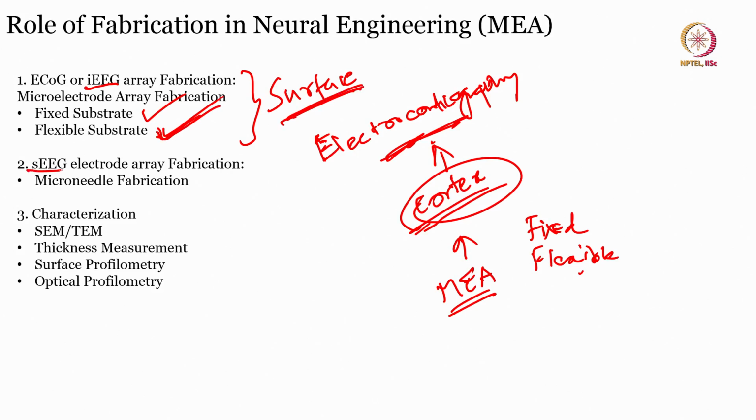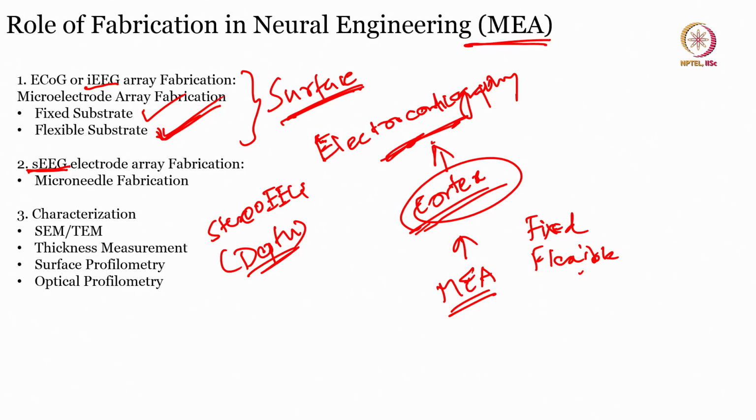Whereas the second type is sEEG. This is generally used during surgery as well. S stands for stereo EEG, where you go into the depth of the brain and record the neuropotentials. So this is an overall view. You already know the fabrication and process flow of microelectrode array; everything would be covered in the course, but this is how it is actually used.